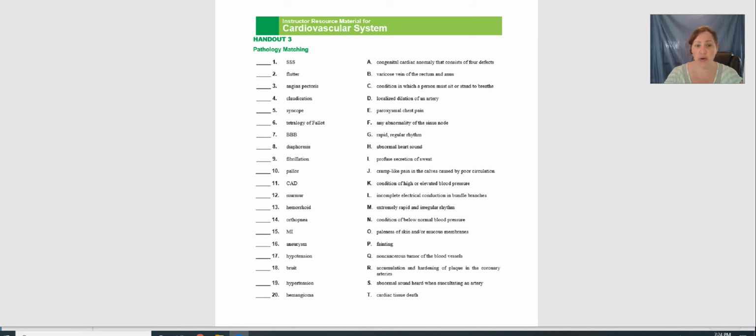Now, these are all going to be from your Chapter 10 in your medical terminology book, but Chapter 10 is a lot of pages. So can we make this easier?